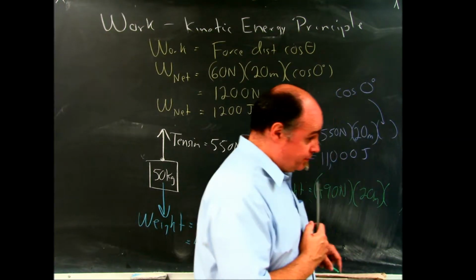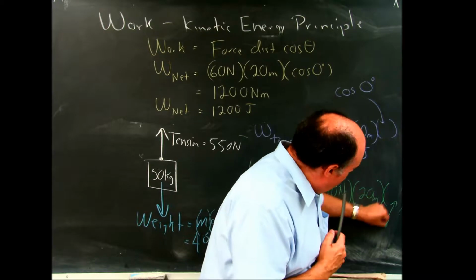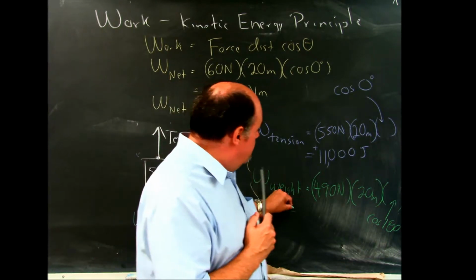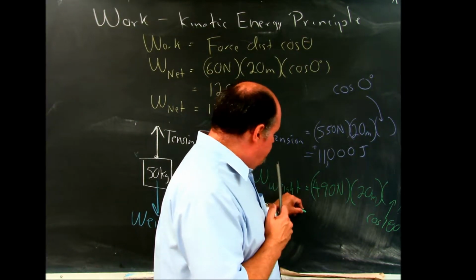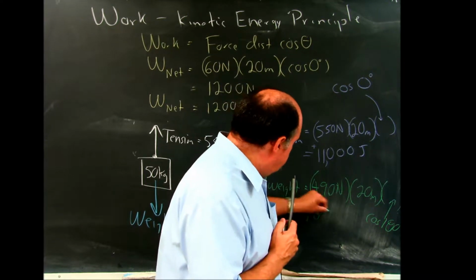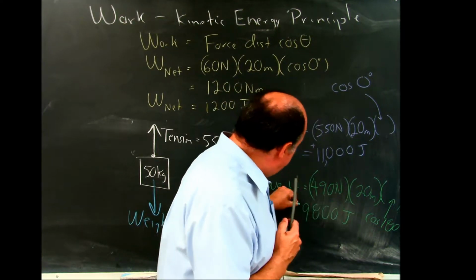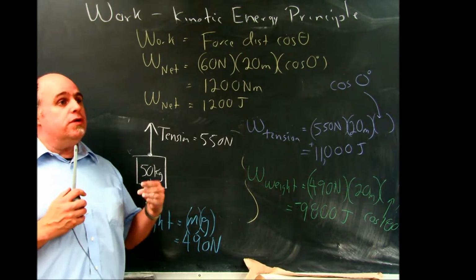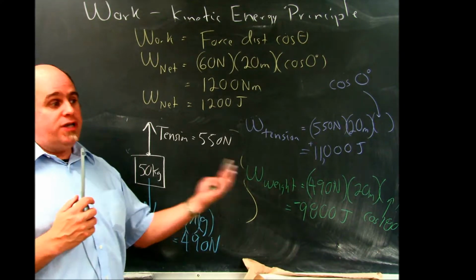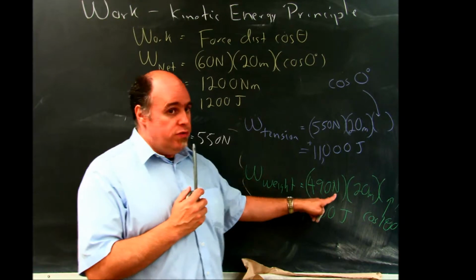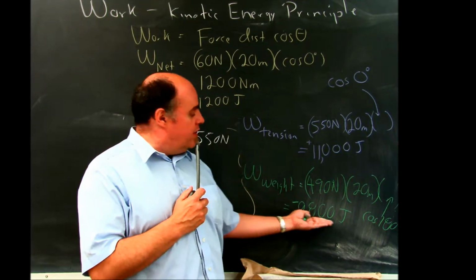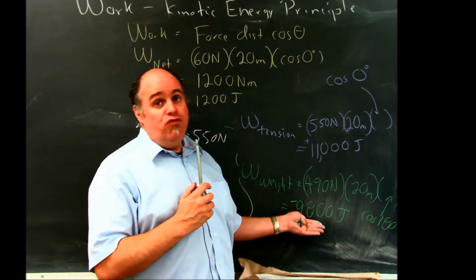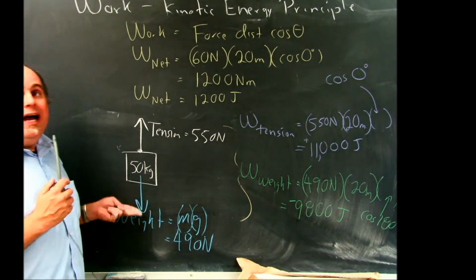So if I plugged in here the cosine of 180 degrees, so if you plug these numbers in, you would get 9800 joules, and it's a negative. Okay. So sometimes when we have work, some of the work puts energy into the system, sometimes the work takes energy out of the system. In this particular case, we have 490 newtons times 20, we have a negative 9,800 joules of energy being removed out of the system because we're doing work against gravity.